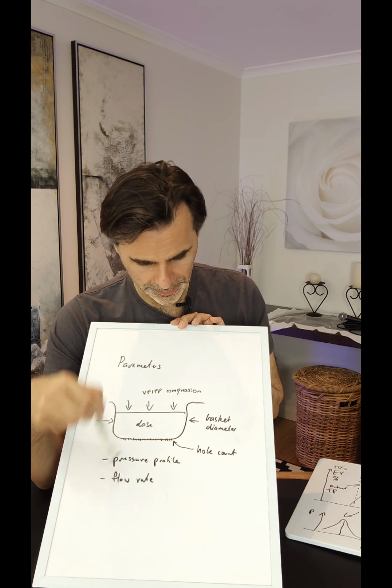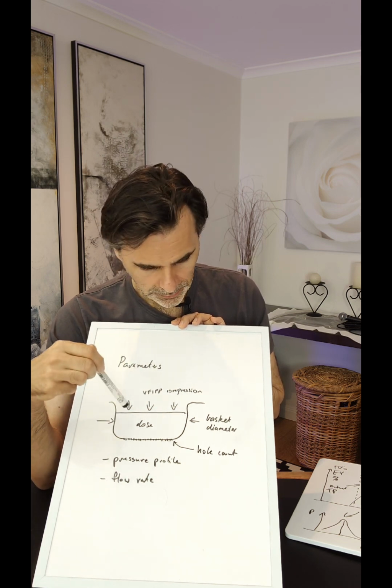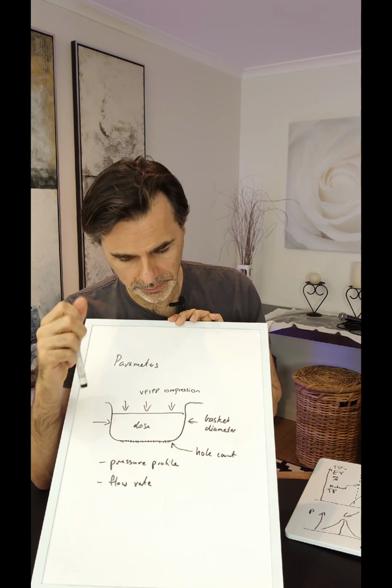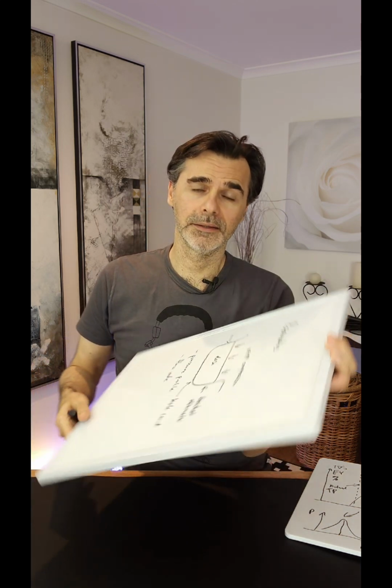Now the pressure profile, flow rate, and the VFib compression, that's three variables, but only two of them independent. So there are dependencies on these. But those are the variables that you get to play with. And I'll show you basically the equations, but not the actual equations. I'll just talk about how you can try and arrive at them.